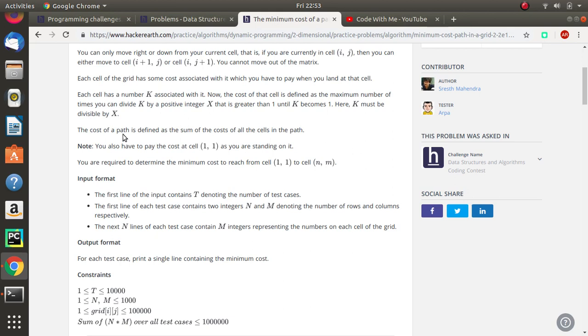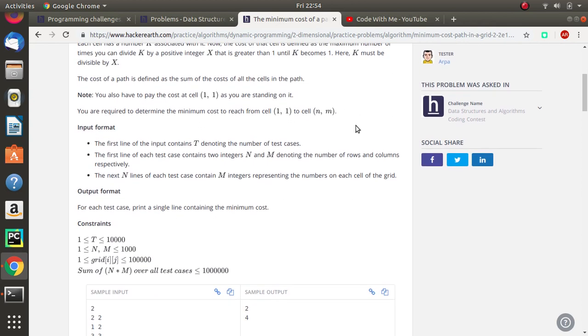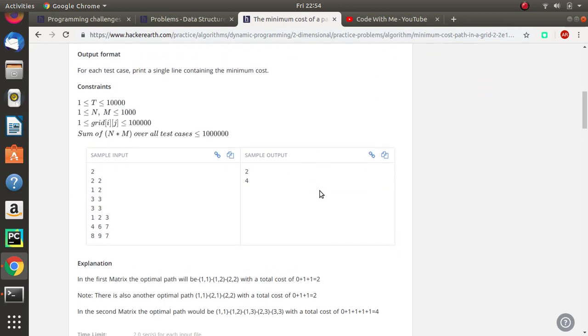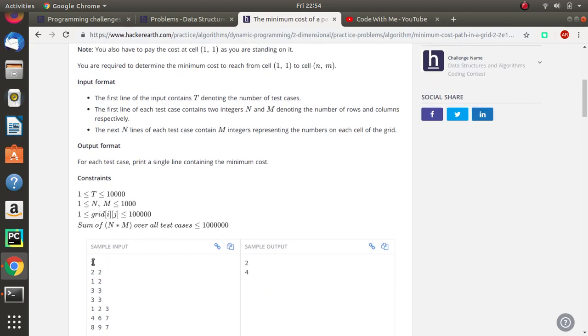Now the cost of a path is the sum of the cost of all cells in the path. Like when we are going from (1, 1) to (2, 2), we will keep on adding the cost. Now you are required to determine the minimum cost. So it's a simple DP-like problem, but we have to store the data also. From (1, 1) we have to go to (n, m). For that, let's go to the example test case.